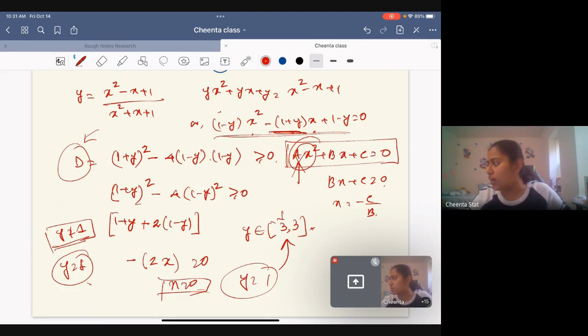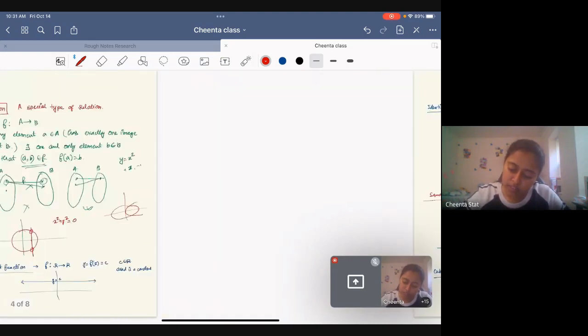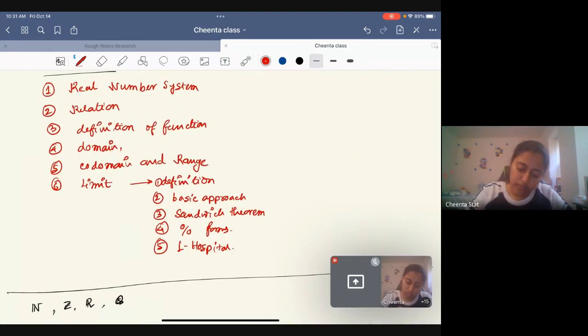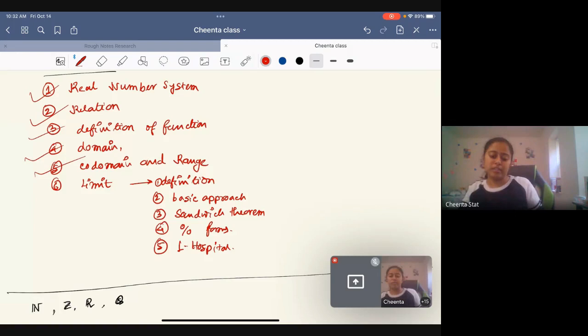Now I will go to limit and give you some sense of limit. So what topics have we covered till now? We did real number system, relations, definition, function, domain, codomain, range. Just the limit part is left.